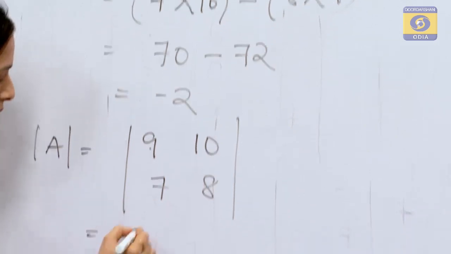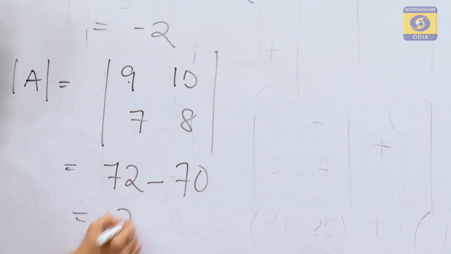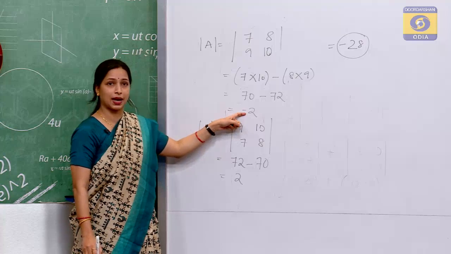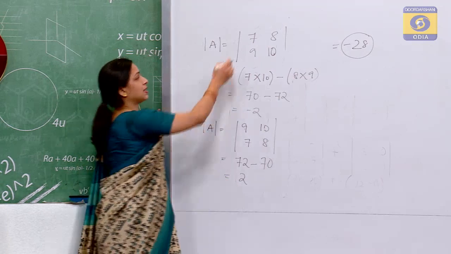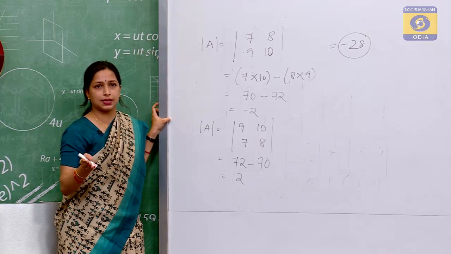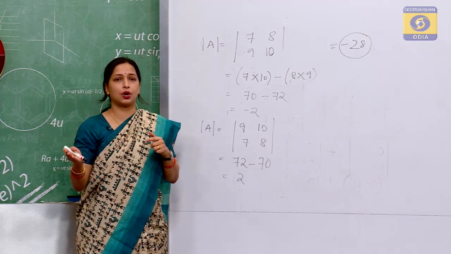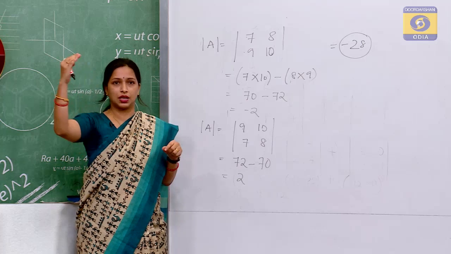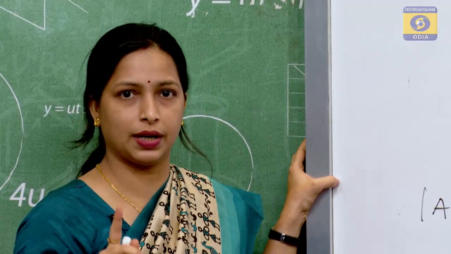So, now 9 into 8, 72, 10 into 7, 70. So, the value is same, but the sign has changed. That means, here it was minus 2 and here it has become plus 2. So, now the property is understood. That means, if row 1 becomes row 2, the value will remain the same in magnitude, but the sign will change. So, you have to remember that if the rows are becoming columns, the value remains the same, but if there is interchange between rows or C1 becomes C2 or C3, then the magnitude remains the same, but the sign will change, right.